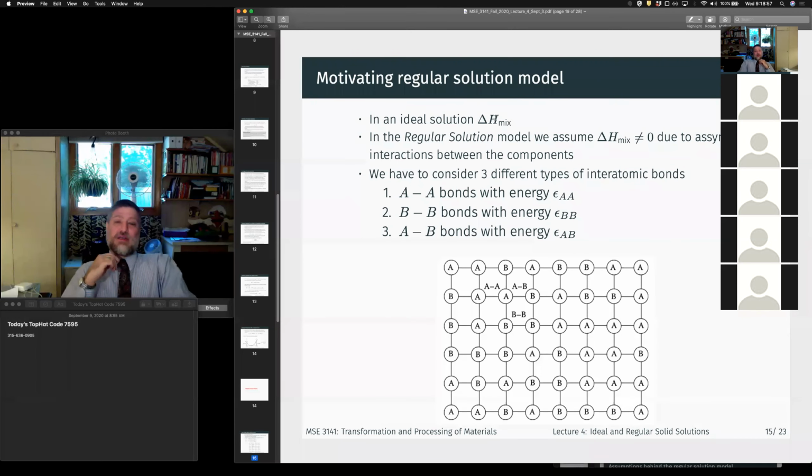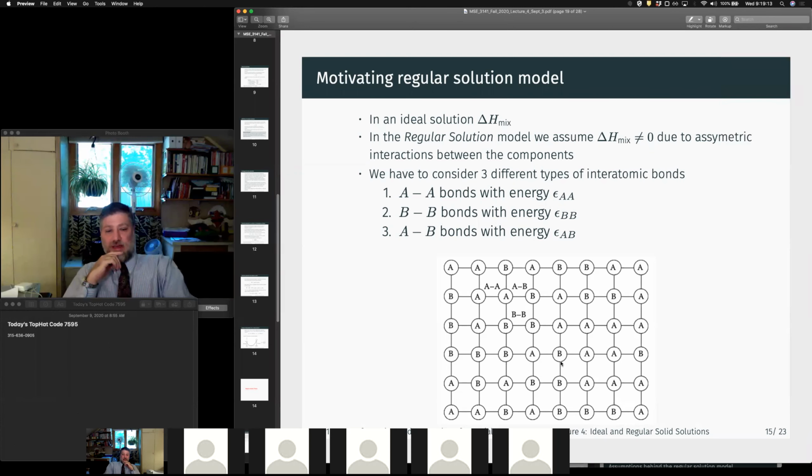Okay, so in an ideal solution, we had a delta H of mixing that we said was equal to 0, right? For our regular solution model, we're going to assume that our enthalpy of mixing is not equal to 0, right? And if that energy of mixing is not 0, that means there has to be asymmetric energy interactions between components, right? So if we have a binary solution where we're mixing A and B together, right?